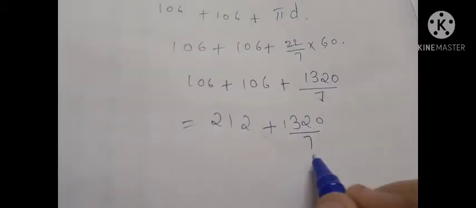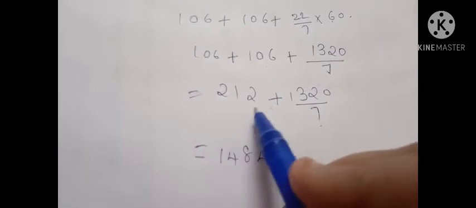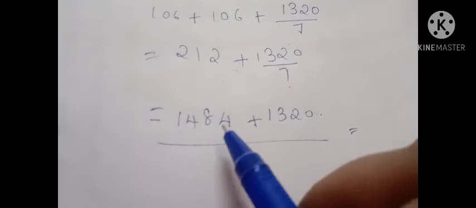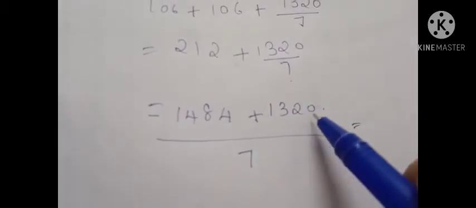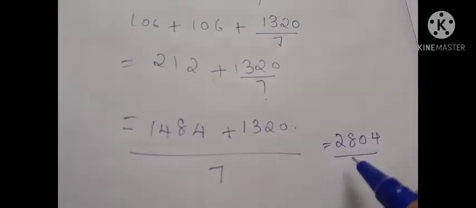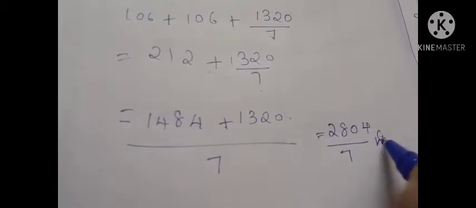Here we can do cross multiplication. Then 212 into 7 will be 1484. Then plus 1320 by 7 into 1. Here there is no denominator, so we can multiply it by 1. Then it will be 1320 itself. Then 1 into 7 will be 7. Then 1484 plus 1320 will be 2804. So 2804 by 7 will be the answer.